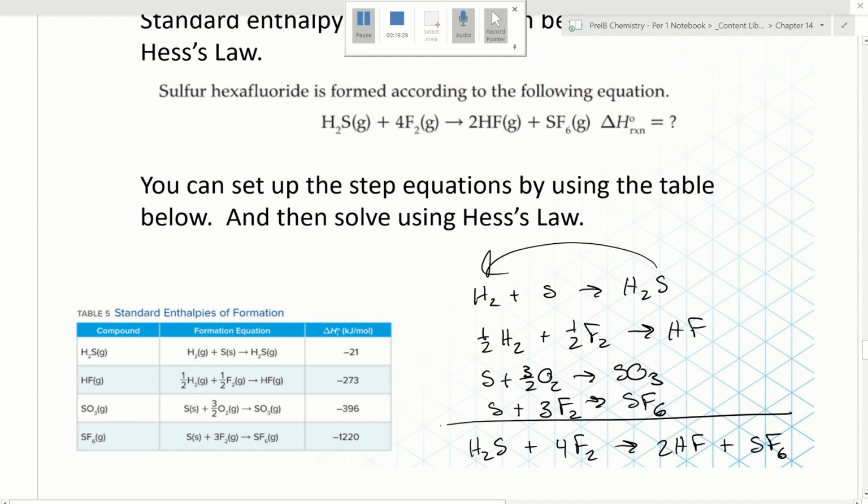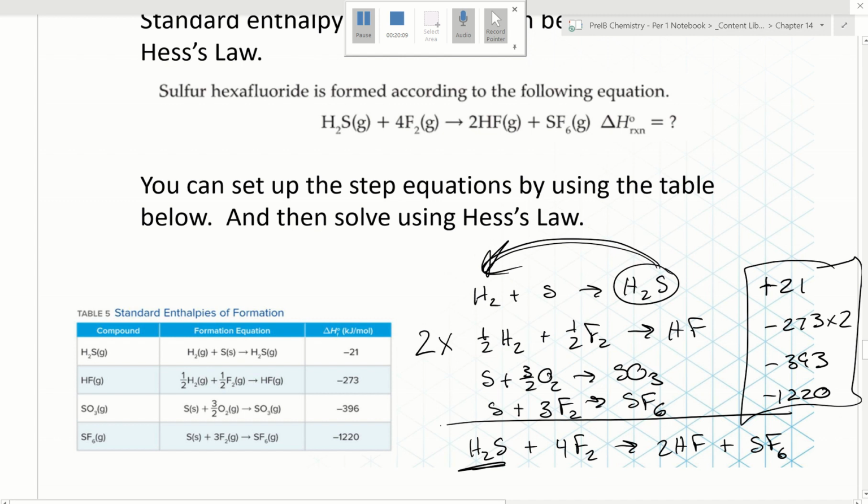I'd need to flip this guy, and I would write out this is negative 21 kilojoules, 273 kilojoules, negative 393, and negative 1220. I'd flip the first one because this is a reactant and this is a product, so I'd have to flip that equation, which means this would flip. I have 4F2. Well, down here I have 3F2 plus 1/2 an F2, that makes 4. And then I have 2HF. I'd have to multiply this whole thing by 2, which means I'd have to multiply that guy by 2, and then SF6.